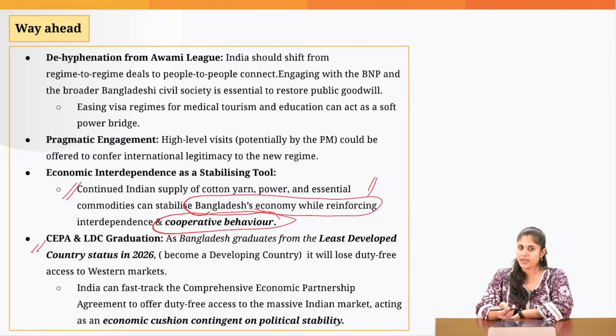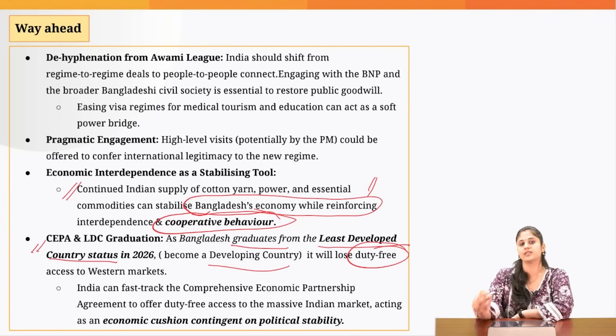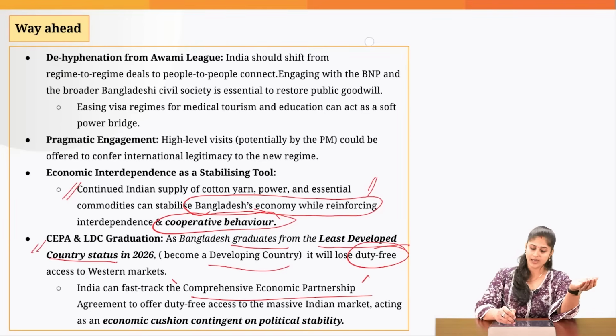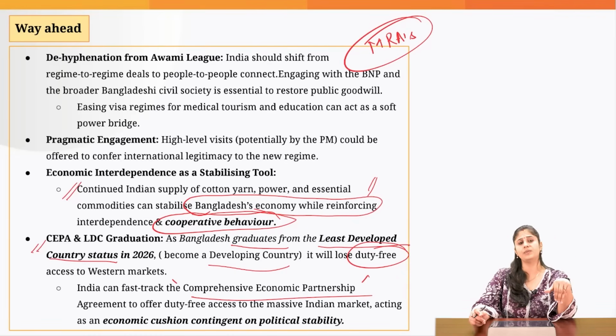Then, in 2026, Bangladesh is going to graduate from least developed country status to becoming a developing country. So that simply means that it will be losing the duty-free access to Western markets. So in this particular backdrop, experts point out that we should further strengthen our relation with Bangladesh. For this, we need to fast-track the CEPA agreement, wherein you don't just lower the trade barriers when it comes to goods and services, but you also collaborate when it comes to investment, IPRs, and mutual recognition agreements. That means a Bangladeshi degree would be valid here, and an Indian degree would be valid in Bangladesh.